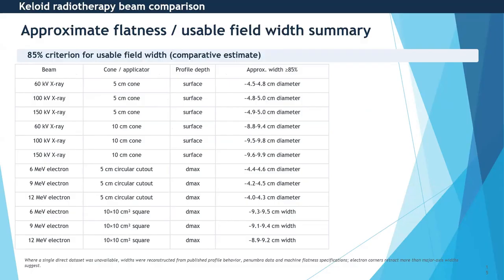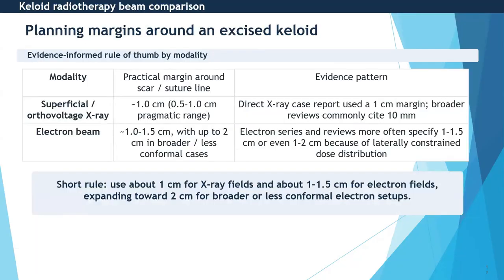I've given some examples here of the different kVs and electron field sizes, but it tallies with what I said earlier. For example, a 100 kV, 5 centimeter cone would give good uniform coverage from 4.8 to 5 centimeter diameter, whereas a 6 MeV circular cutout would only be about 4.5 centimeters diameter. So you're losing some of the field.